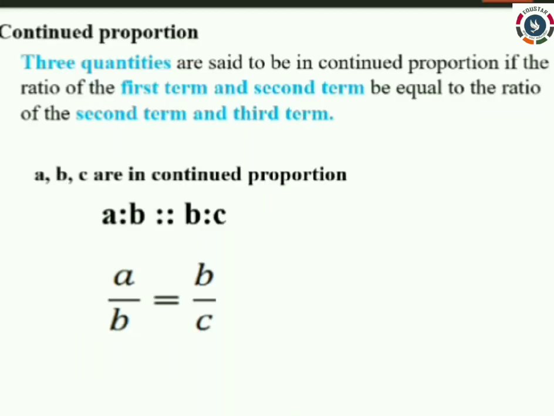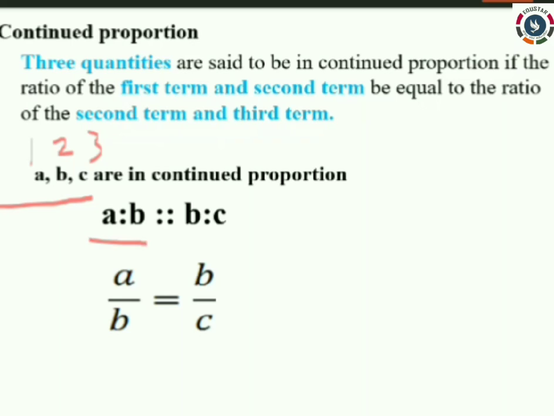And today we are going to discuss continuous proportion. First, you should know what is meant by continuous proportion. If three quantities are in continuous proportion, then the ratio of the first and second term is equal to the ratio of the second and third term. Let's see one example. A, B, C are three quantities. The three quantities are in continuous proportion, right? A is your first term, B is your second term and C is your third term.